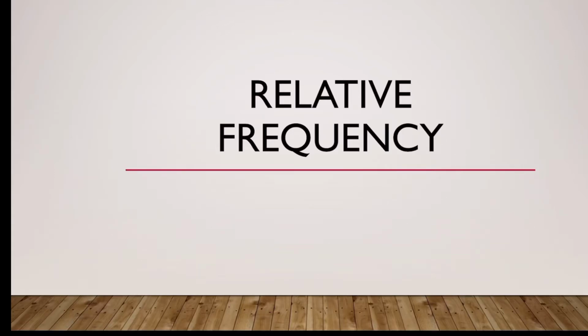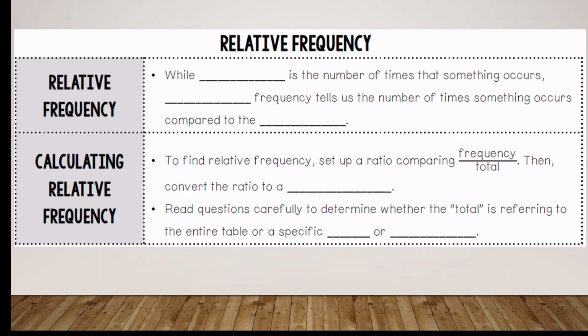Okay, here we are at our last topic in our statistics unit, and that's relative frequency. It's exactly what it sounds like, how frequent something occurs. Relative frequency is a little different than just frequency. Frequency is the number of times that something happens. Relative frequency tells us the number of times something occurs compared to our total. So relative frequency is making a comparison.